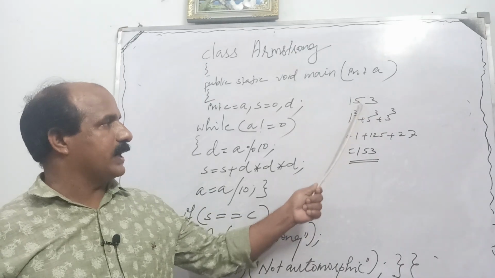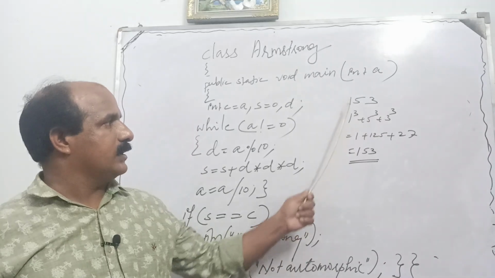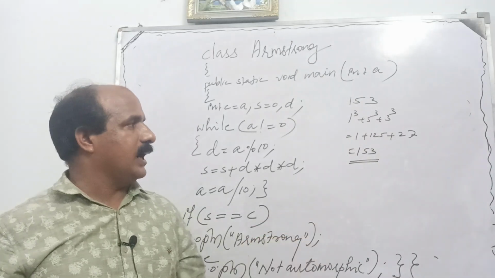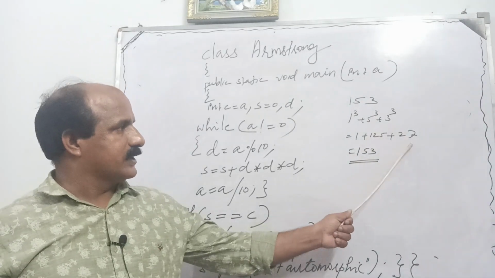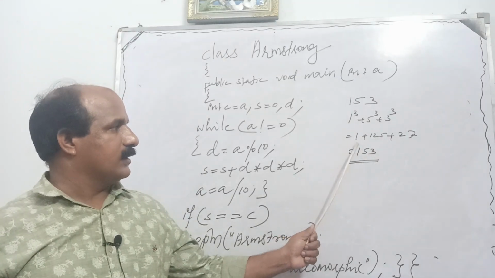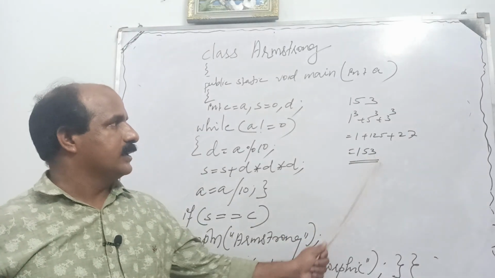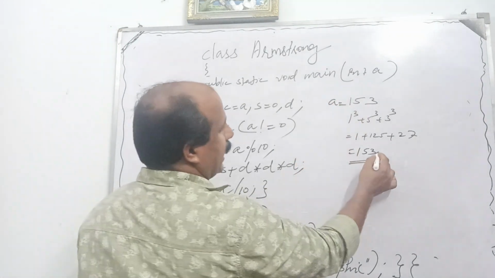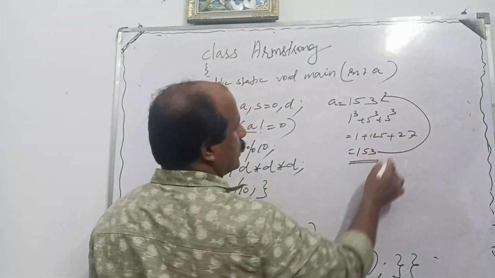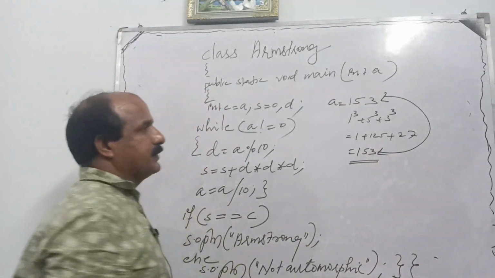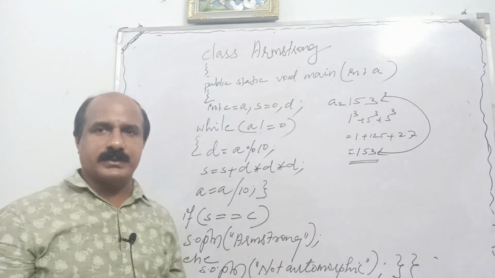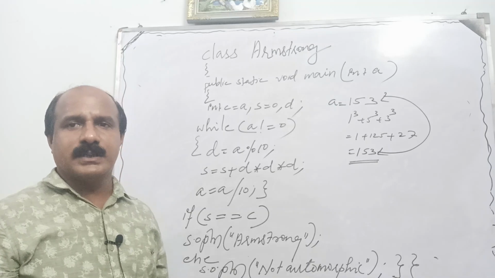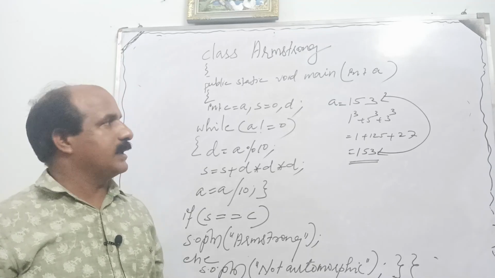Then what will you extract? 5. Its cube. Then 1 cube. All the cubes have to be added. See, 27, 125 plus 1. What will you get? 153. So the input number A is equal to 153, and when you add its cubes, both are coming as 153. Those types of numbers are called what type of numbers? It is called an Armstrong number.